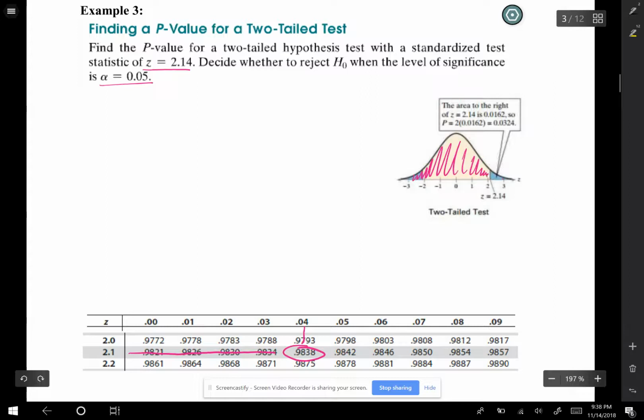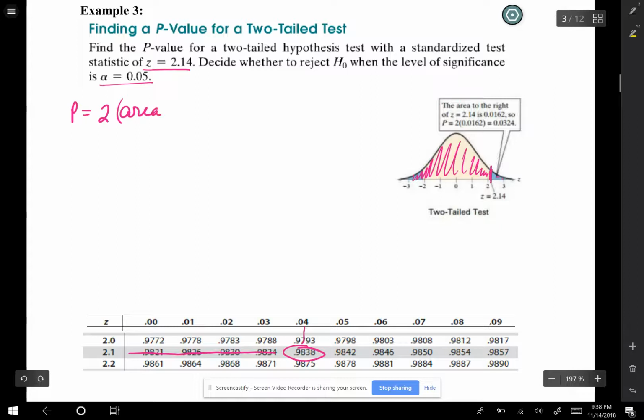Now remember that when you're on the right-hand side, we want to subtract, because the 0.9838 actually gives you the cumulative area up to that z-score. So when you're looking in this table, it always gives you the area below that z-score. So if you want the area to the right of the z-score, that's when we always have to subtract from 1.